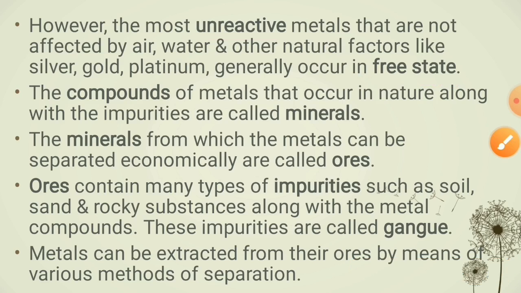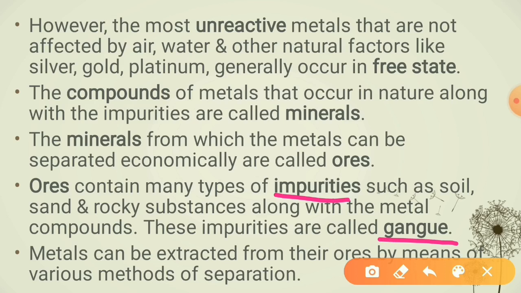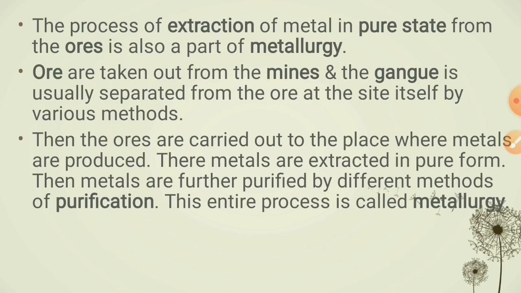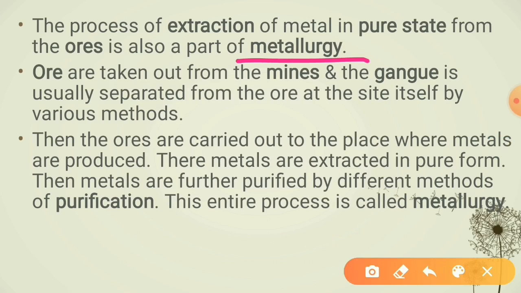The compounds of metals that occur in nature along with impurities are called minerals. The minerals from which the metals can be separated economically are called ores. Ores contain many types of impurities such as soil, sand and rocky substances along with the metal compounds. These impurities are called gangue. Metals can be extracted from their ores by various methods of separation. The process of extraction of metal in pure state from the ore is also a part of metallurgy.